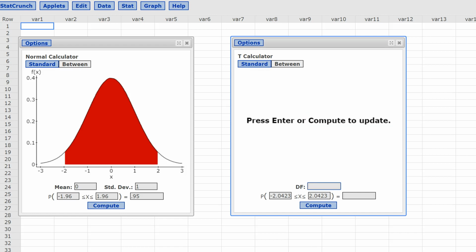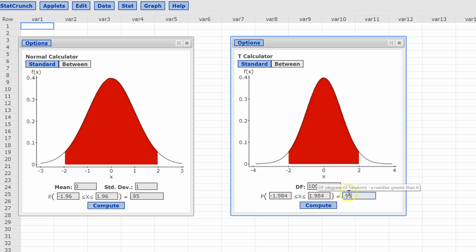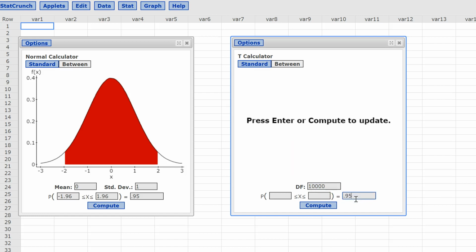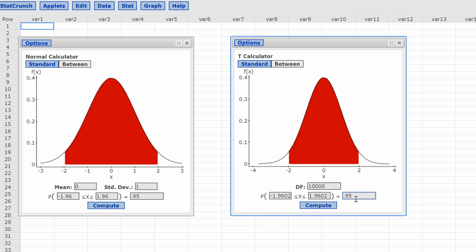If we start looking at higher degrees of freedom, let's try 100. We see it gets pretty close, 1.98, still off by a little bit. If I make this 10,000 and type in 95%, there we go, 1.9602. Still a little bit off, but that's basically right on. So it requires a large sample size before it matches up exactly. When we have at least 30, sometimes we just say it's close enough for us to use. But to be safe, let's just always use the t whenever the sample standard deviation is given and the population standard deviation is unknown.